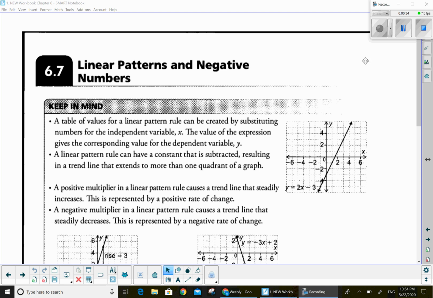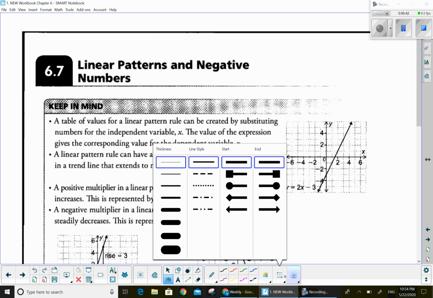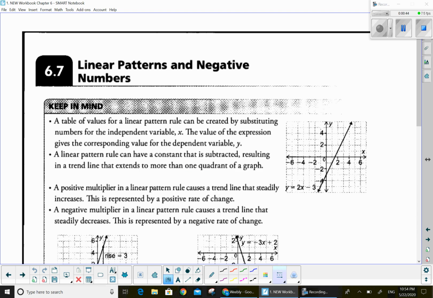some kind of positive number of tiles or something like that. But that is not the only option. So right now we're going to cover the other aspects of linear patterns, and that includes negative numbers. So what I mean by that is we can have negative numbers in both rate of change, m, and in both constant or y-intercept, b.